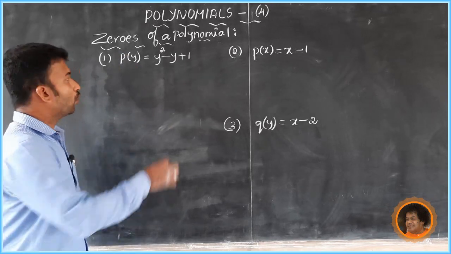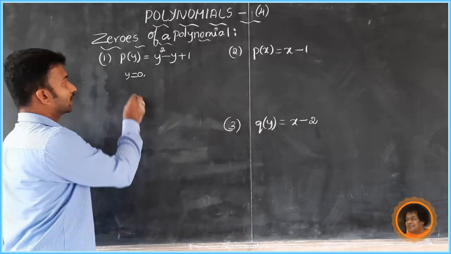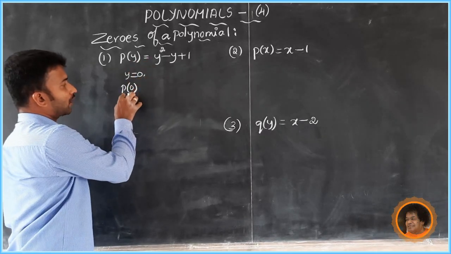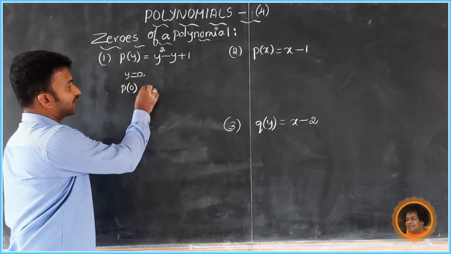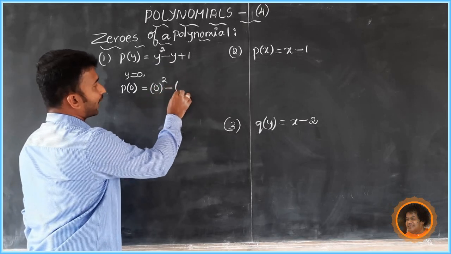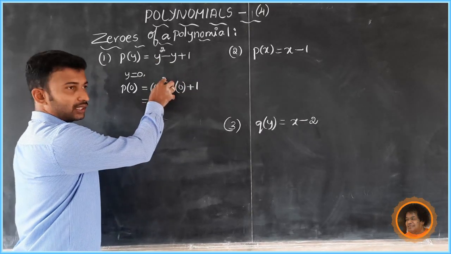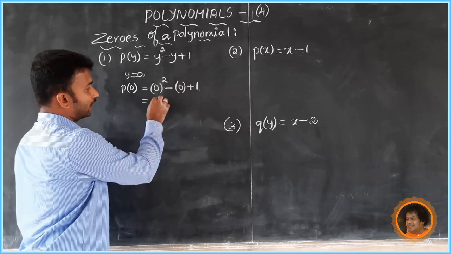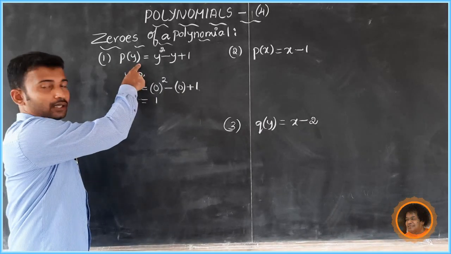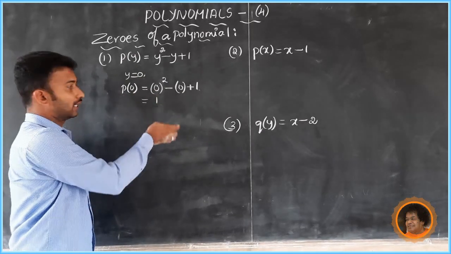Let us check for y is equal to 0. Y is equal to 0 means p of 0. Substitute y is equal to 0: 0 square plus 0 plus 1. 0 square is 0, and plus 1 gives 1 as the answer. So we say that the value of p of y at y is equal to 0 is 1.